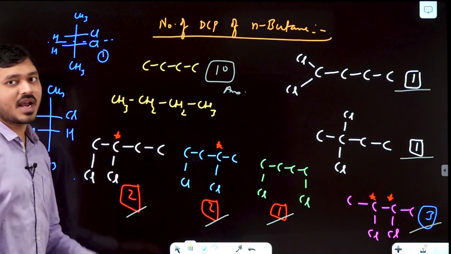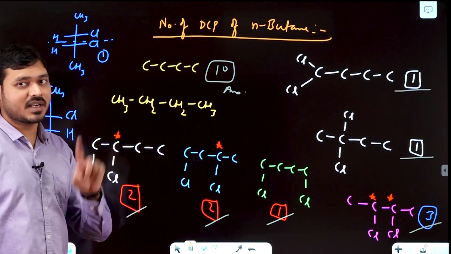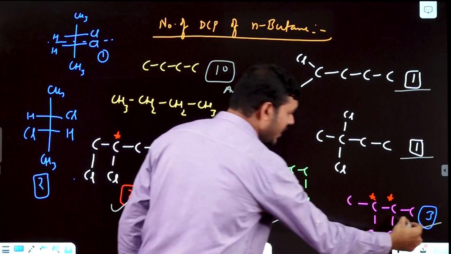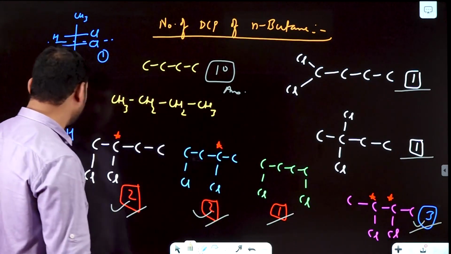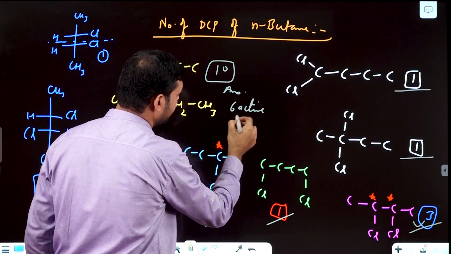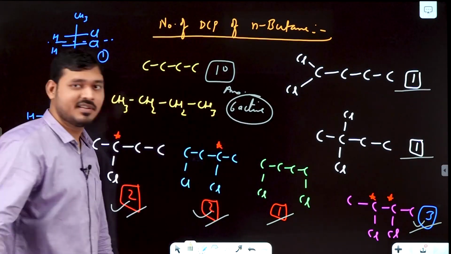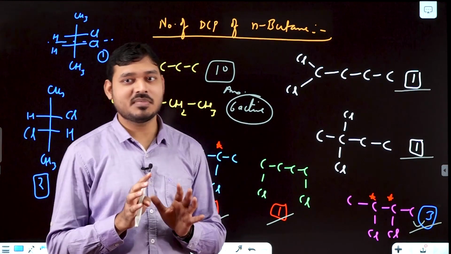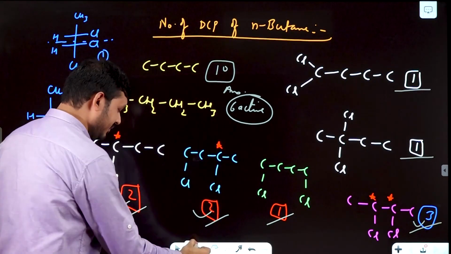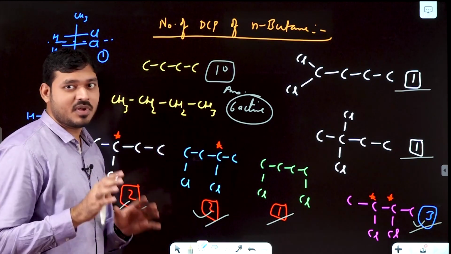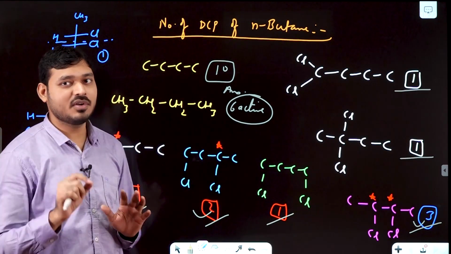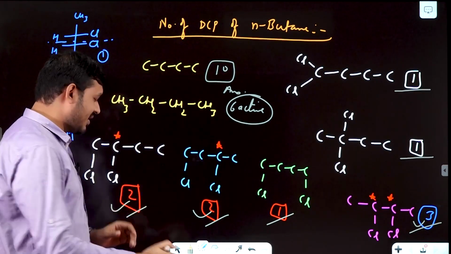Now, if you are asked how many optically active, then you can say 2, 4, and here also 2, 6. 6 active out of 10. Clear to everyone? So this was one of the best examples to show you about dichloro products. So if you have done it by yourself and got the right answer, then you can note it or comment in the comment section. I will check it.